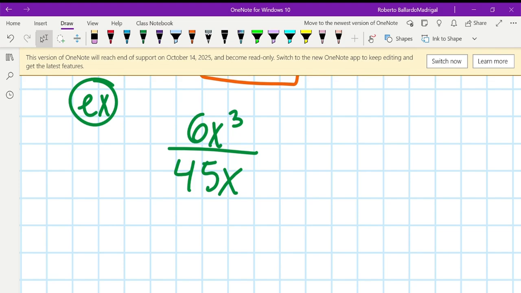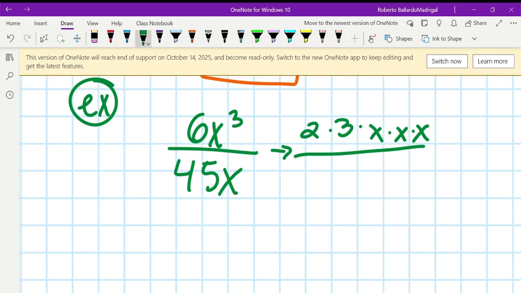let's check in. How can I break this down? Raising your hand. What can I do with 6x to the third? How can I rewrite that? All right, hold on. Quiet down, please. Thank you. All right, let me go with Riley. 2 times 3 times x times x times x over, what about 45x? Mena.